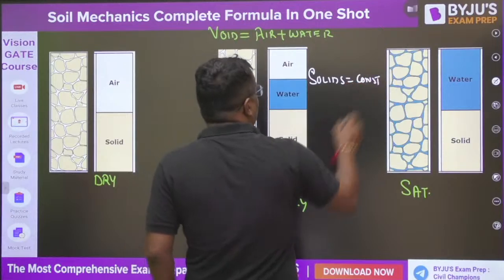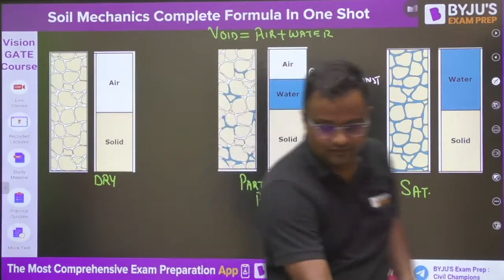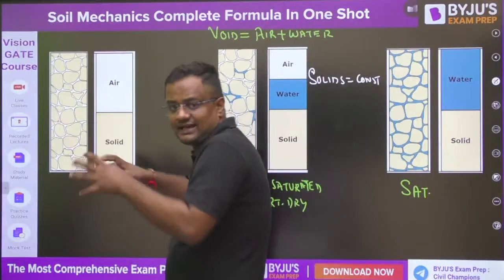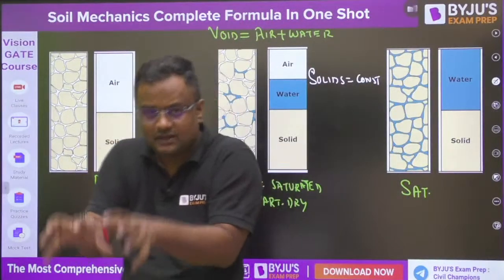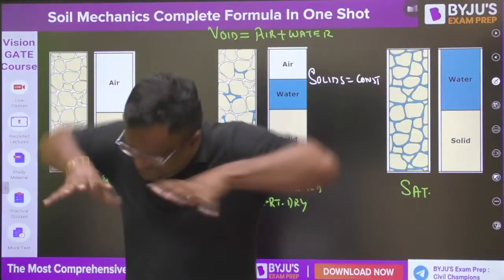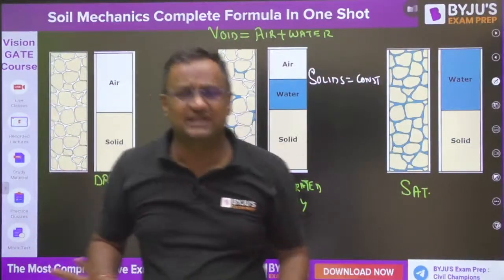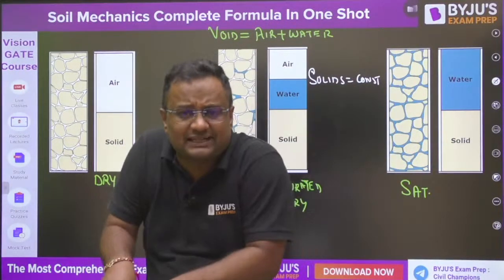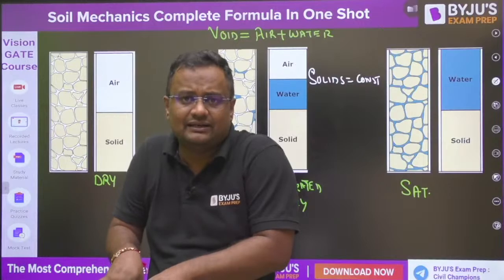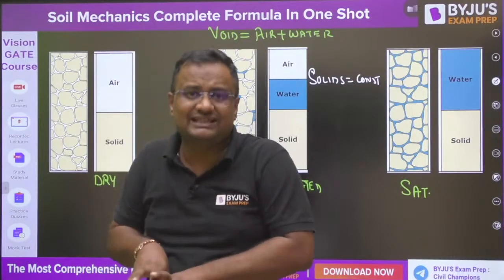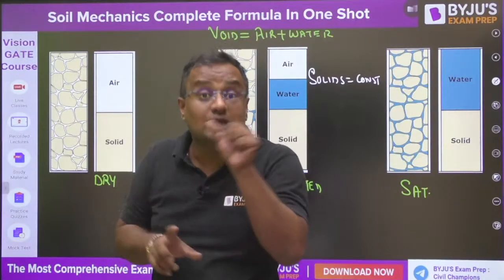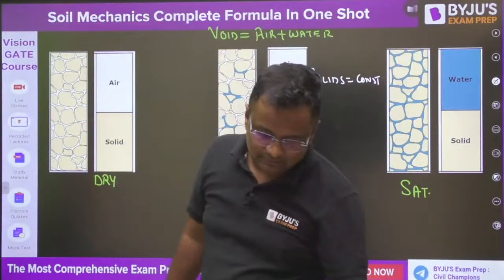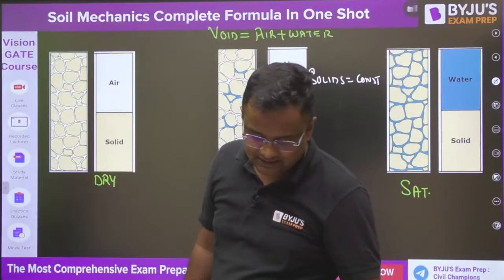Suppose I take the soil from somewhere, I excavate it, and I put it somewhere else. If I compact it, the total volume might decrease. But solids are not changing. Only voids will be decreasing or increasing. The solids will remain constant.